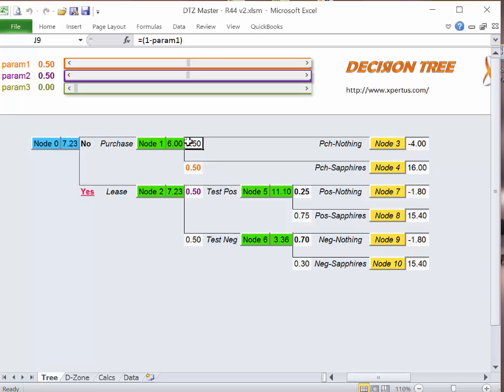Now watch, these are not bold. Now let's redraw the tree. Here we have the equations. Now you see these cells are in bold, which means they contain equations. Whenever the probability value is in bold form, it means there's an equation. Let's now go ahead and look at our decision zone map.